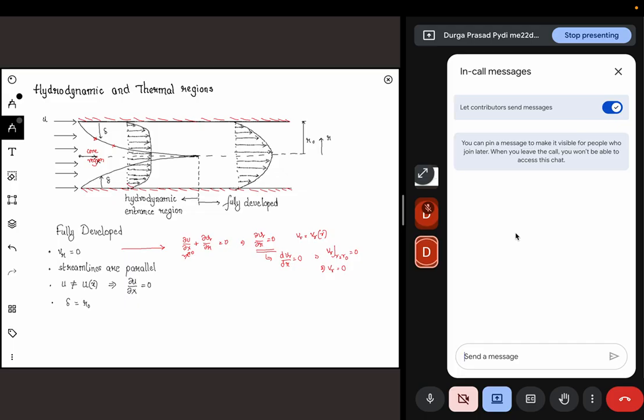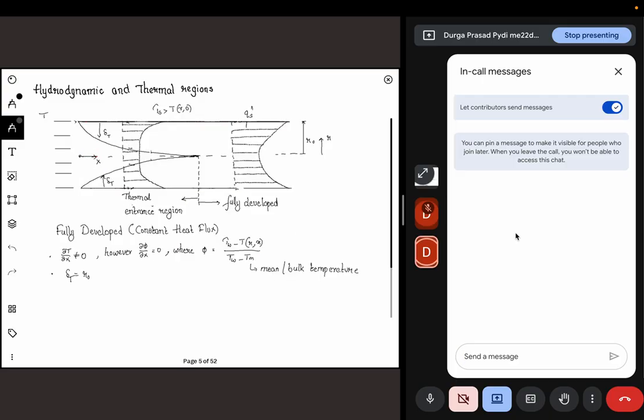Questions like that will be answered only if you know the extent of this region compared to the total length of the pipe. If this extent is very small, then you can ignore this part and only use the fully developed assumptions, use those equations, solve, and then you will be able to predict the pressure drop, friction forces, etc. with reasonable accuracy. So even to answer that question, we first need to know the extent of this hydrodynamic entrance region.